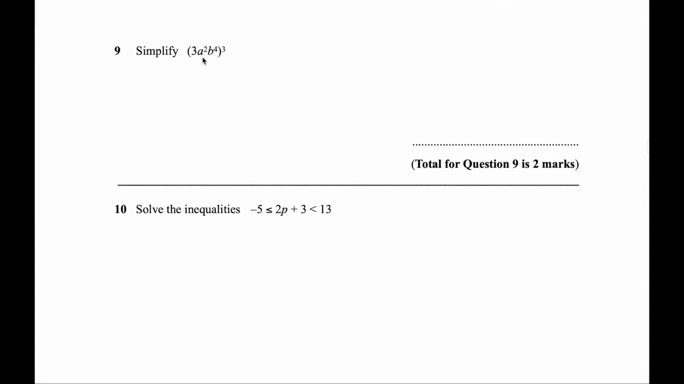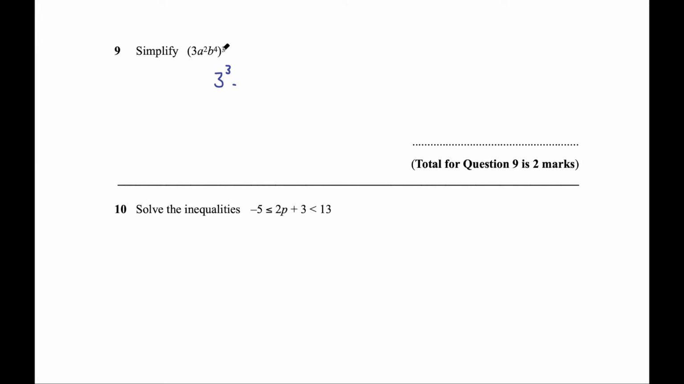Question 9 says simplify 3a squared b to the power 4, all cubed. For this you need to know that the exponents you multiply when you're given a term in brackets like that. So that's going to be 3 to the power 1. 1 times 3 is 3, so that would be 3 cubed.